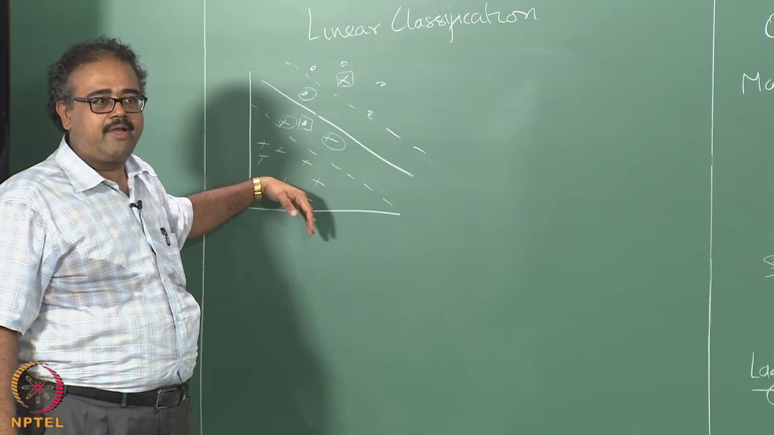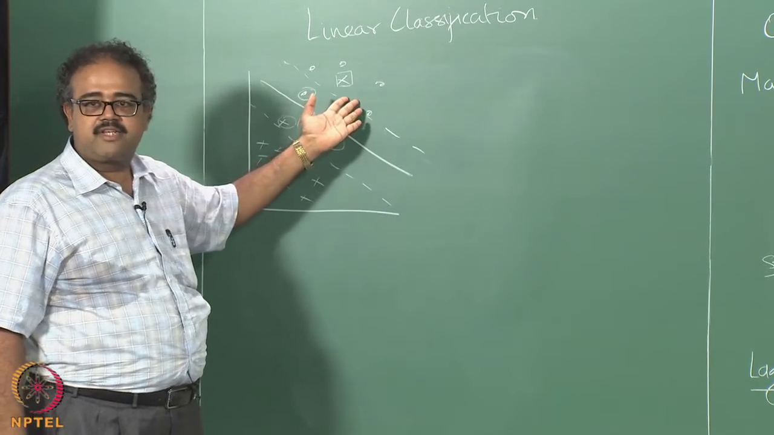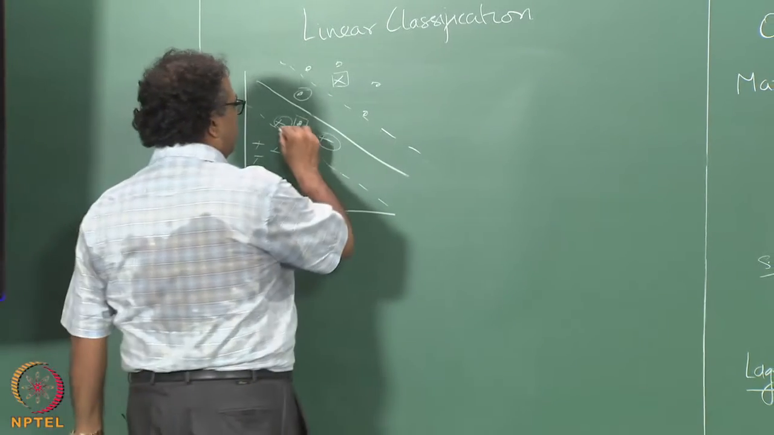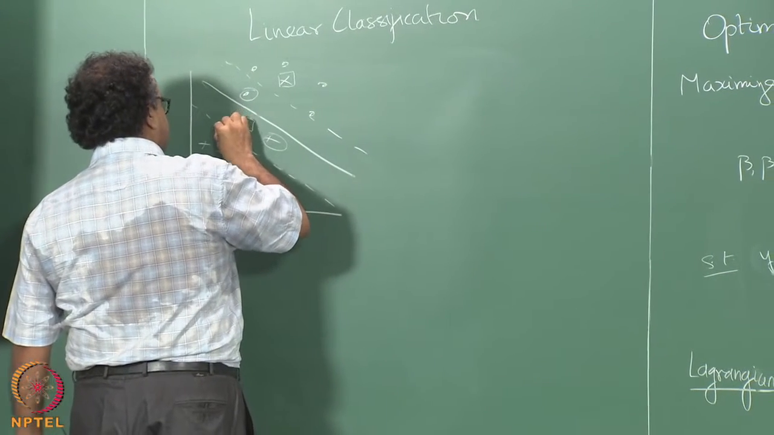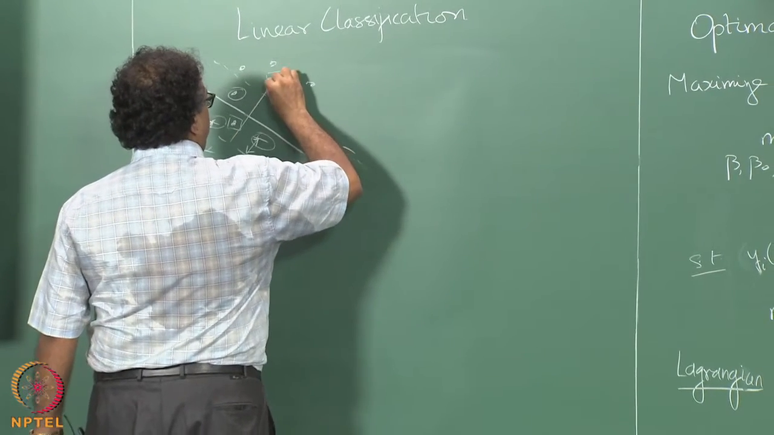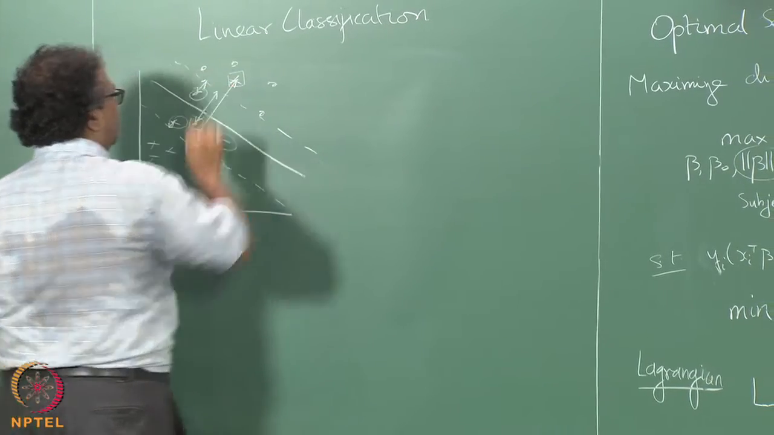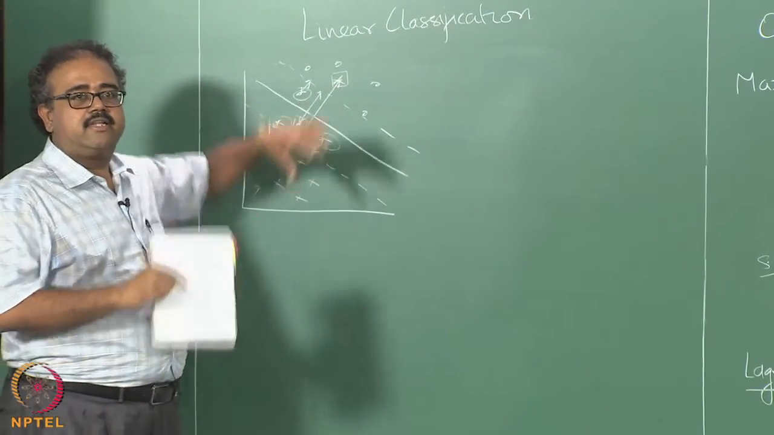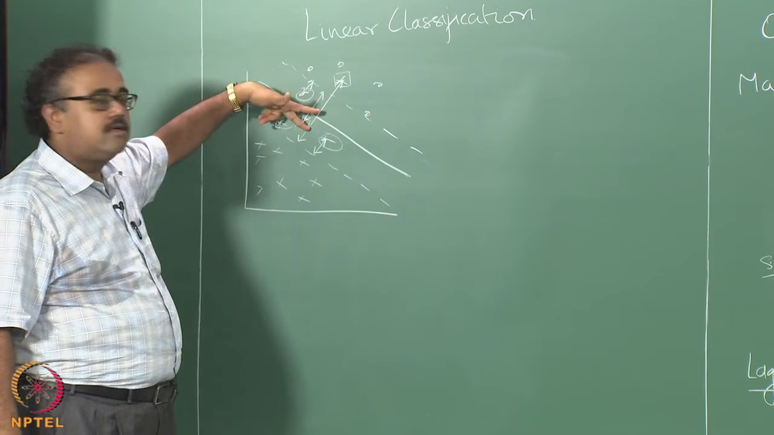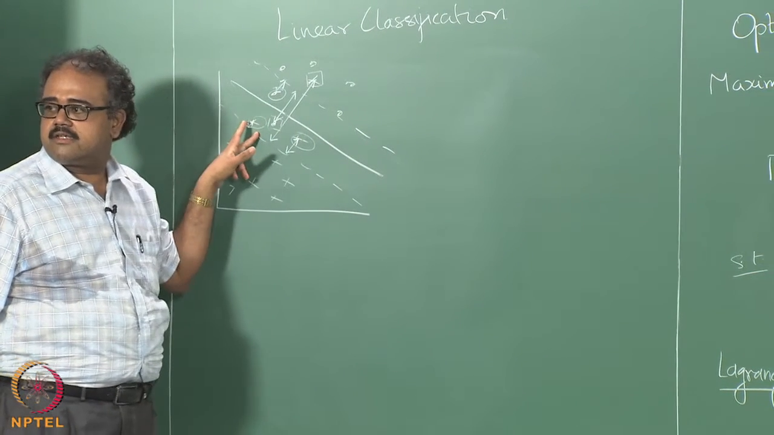We want things to be greater than 1. Yi times f of x, we want it to be greater than or equal to 1. This is going to be negative, so obviously this is within the margin. Make sense? So essentially what I want to do is minimize these distances. You can see the distances I have marked here. These distances I would like to minimize. Does that make sense?